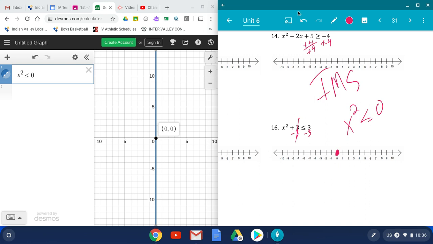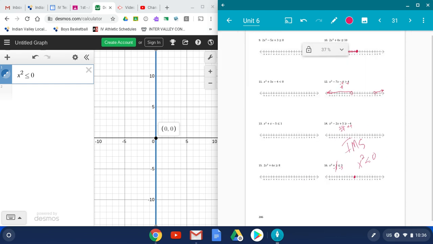Pretty cool. So there's section 6.5, variable quadratics. And I think that might be the second most difficult section in chapter 6. Hope that was helpful. Have a great day.